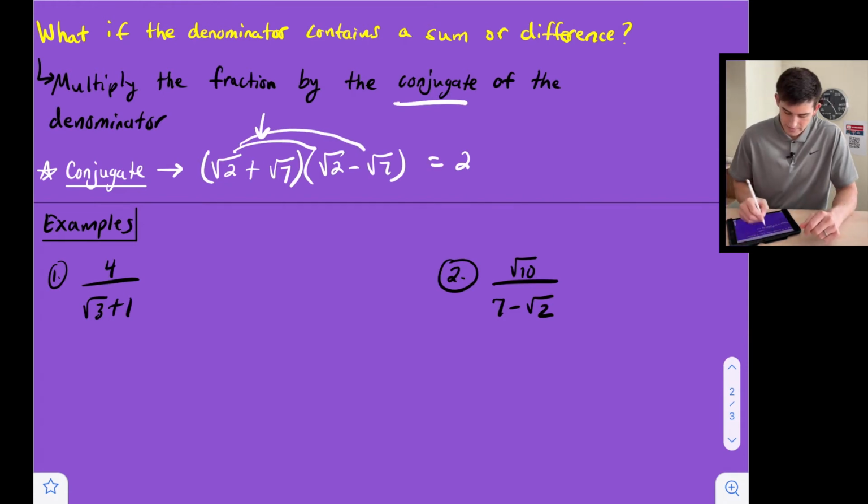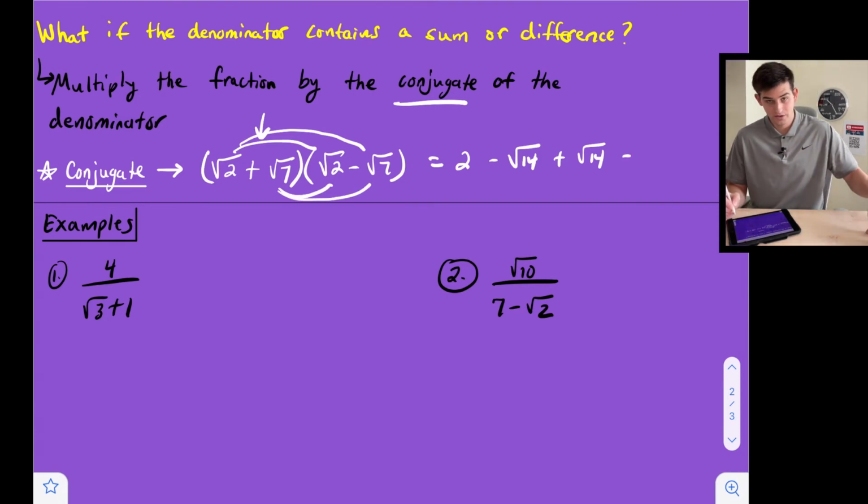And we're going to go outer, so this would be minus the square root of 14, inner, so plus the square root of 14, and then last. And this is going to be square root of 7 times the negative square root of 7, so those square roots are going to cancel. And now look what we've done.